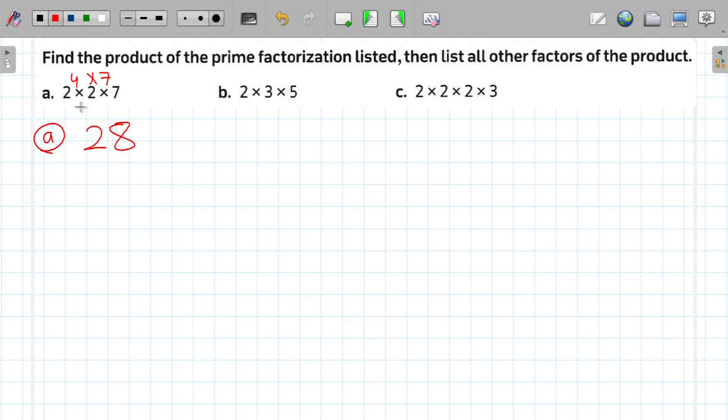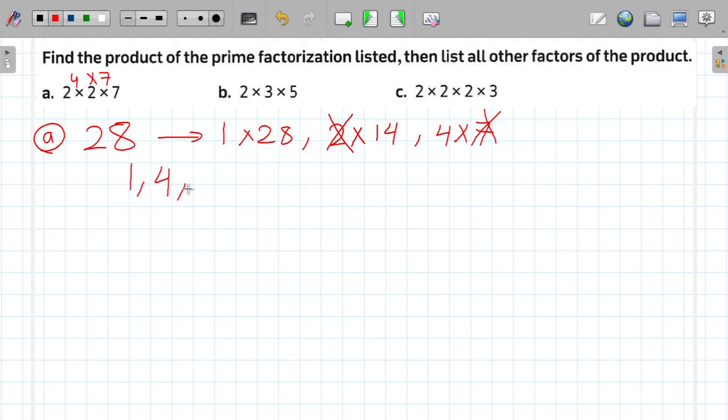And I want to find the other factors of 28. So the factors of 28 are 1 by 28. And I have 2 by 14. And I have 4 by 7. Okay? But here I have 2 and 7. So I will cancel 2 and 7. Okay? So the other factors are 1 and 4 and 14 and 28. Okay?